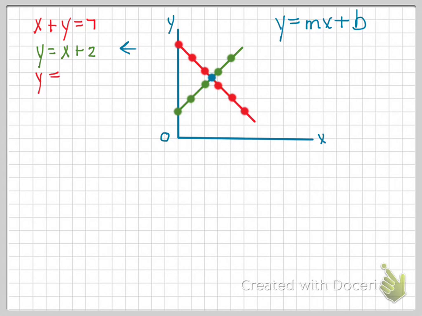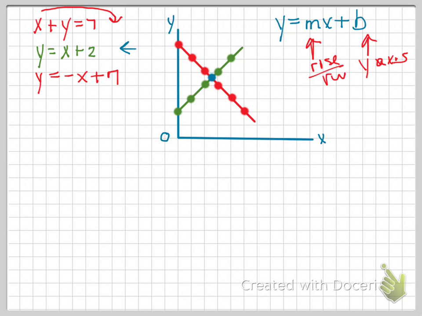So y equals, and we need to move x to the other side. In order to do that, we subtract x from both sides. So that's negative x, and we leave our 7 there. Now we know that this is telling us where it's going to meet on the y-axis. If you look, I've already graphed it. It's up at 7.